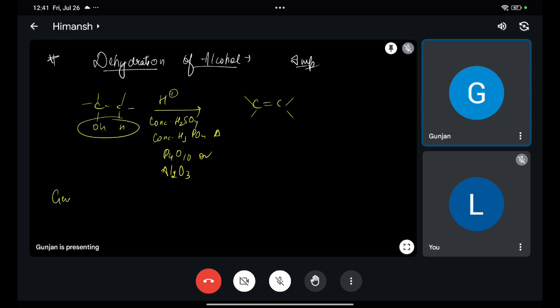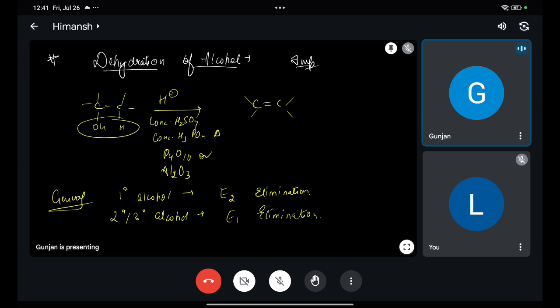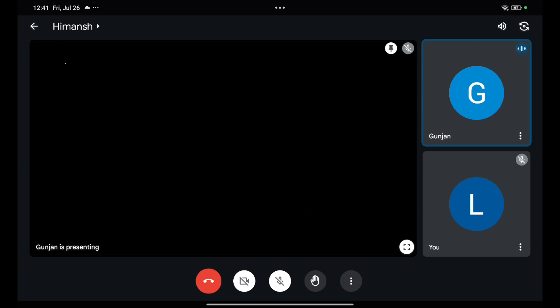Generally 1 degree alcohol undergo E2 elimination. Since in E2 elimination, 1 degree alcohol will do elimination. The carbocation will be formed over here. I'll explain how we are forming that. And if it is 2 degree or 3 degree, even elimination mechanism is failure. Let's discuss about the mechanism of it.